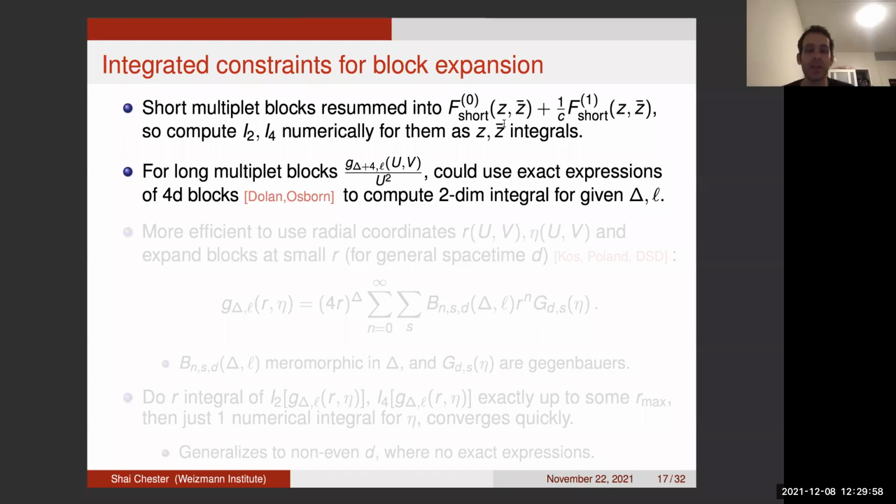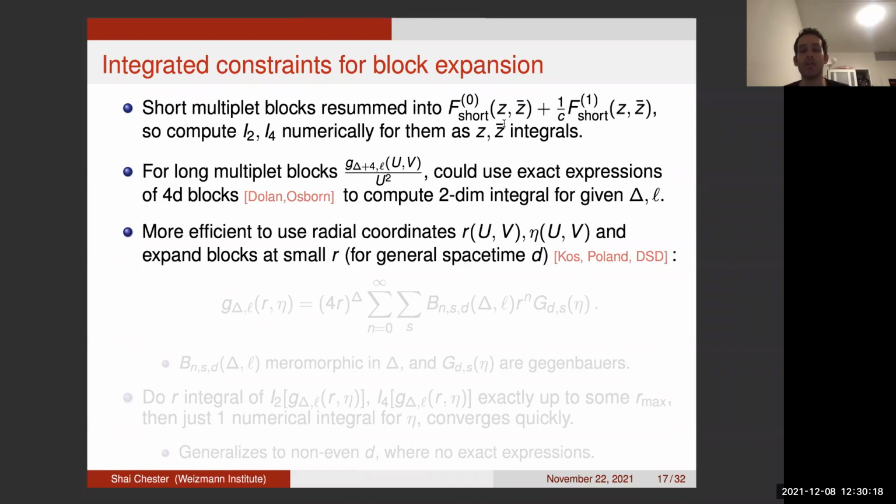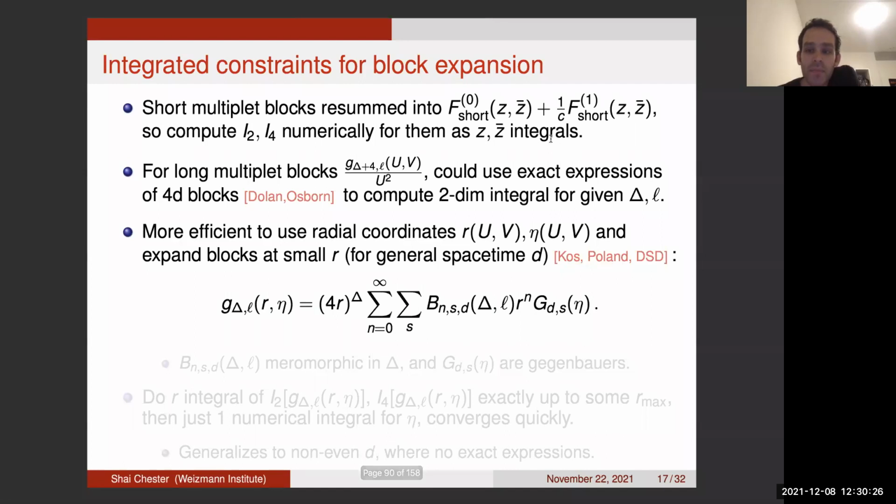So you just have this expansion in terms of blocks with, in principle, any value of delta satisfying the unitarity bound. If you now want to do the integrals of these blocks, you could use the exact expression for 4D blocks given by Dolan and Osborn. Then for each operator, you'd have to compute a 2-dimensional integral. Something much more efficient is to use the radial coordinates introduced by Slava and collaborators, which we call r and eta. In terms of r and eta, blocks in any dimension can be expanded at small r, as shown by these authors.